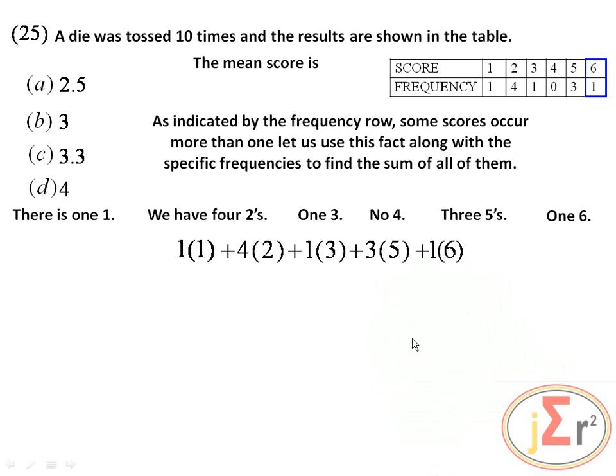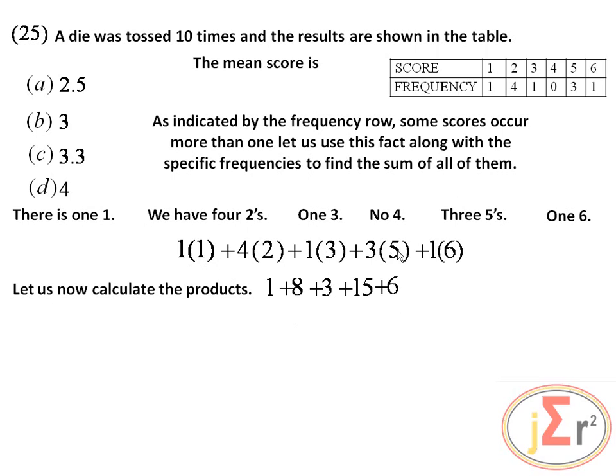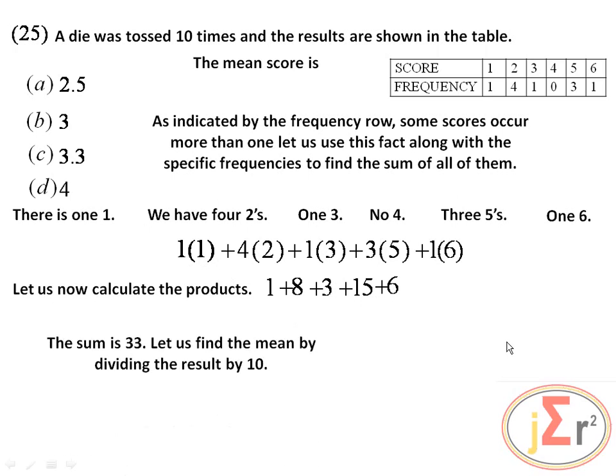And we need to find the sum of those, but let us of course find the value of each product first. So let us now calculate the products. 1 multiplied by 1 is 1, 4 multiplied by 2 is 8, 1 multiplied by 3 is 3, 3 times 5 is 15, and 1 multiplied by 6 is 6. The sum is 33. Let us find the mean by dividing the result by 10. So the mean is 33 divided by 10, and the result is 3.3. Option C.